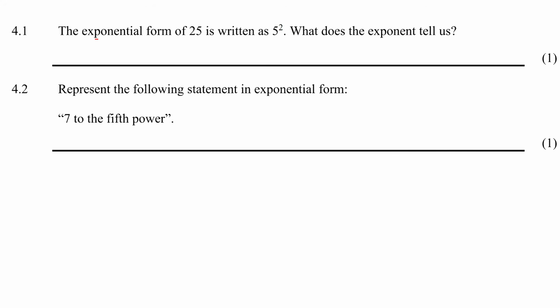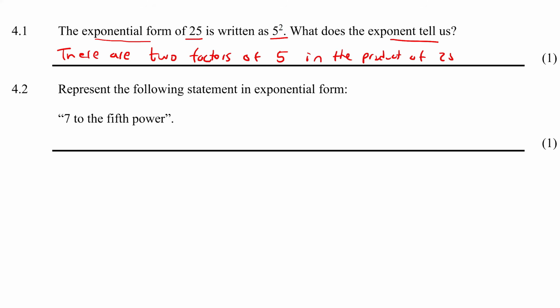This question says the exponential form of 25 is 5 to the power of 2. What does the exponent tell us? It just tells us there are 2 factors of 5 in the product of 25. Don't worry too much about that. You're barely ever going to see something like that. Okay. Represent the following in exponential form. 7 to the 5th power. 7 to the 5th power.